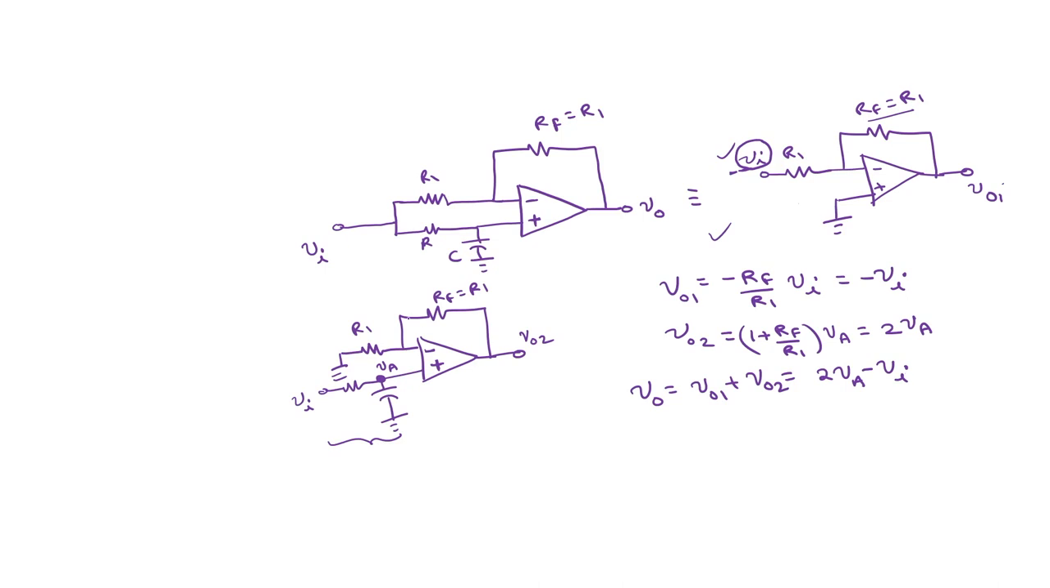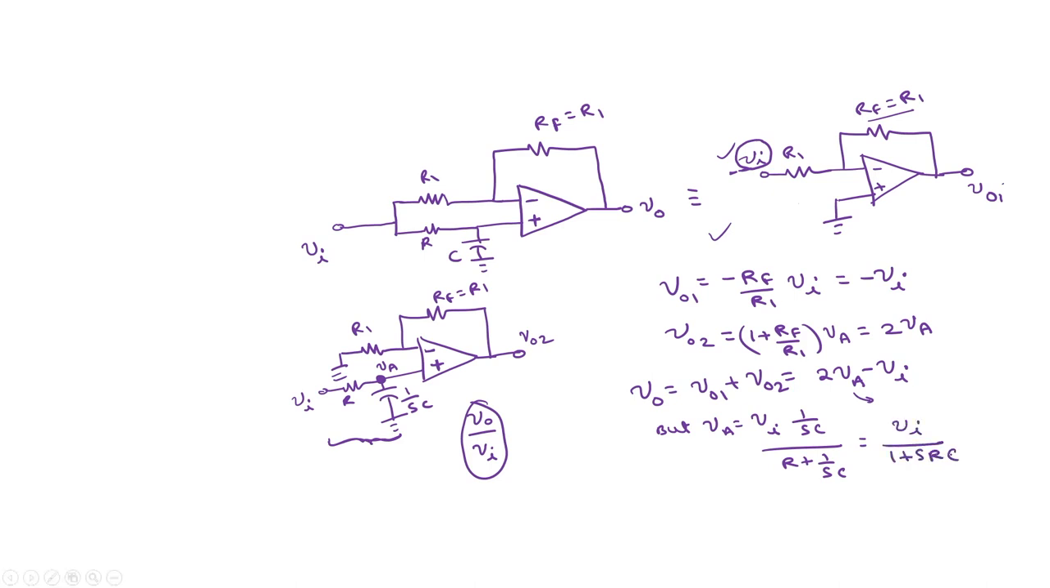But in order to get the overall transfer function V0 by VI, you have to express this VA as a function of VI. So, that is clear from this circuit. What is VA? Voltage divider. This is 1 by SC, this is R. So, VA is equal to VI times 1 by SC divided by R plus 1 by SC. SC, SC will get cancelled. This is equal to VI divided by 1 plus SRC.